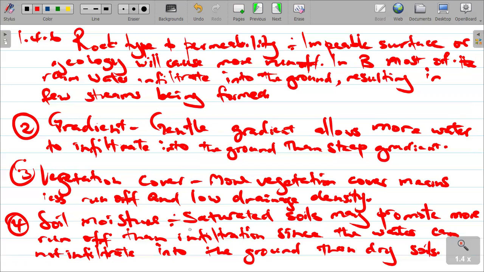So vegetation cover, soil moisture, rock type, the underlying geology, and also gradient are all factors determining the rate at which streams can form over a given terrain or landscape. We need to take note of these factors.